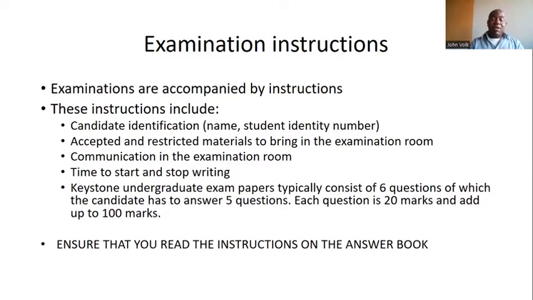Generally, again, in the Keystone University, undergraduate exam papers typically consist of 6 questions, and students are required to answer 5 questions. Read this. You are given 6 questions and candidates are asked to answer 5 questions. Now, each question will be allocated, for example, 20 marks. So if you add 5 times 20, it becomes 100. Read these instructions carefully.